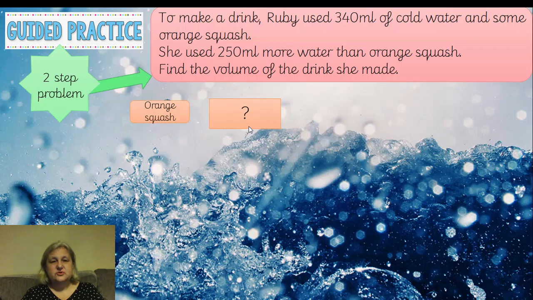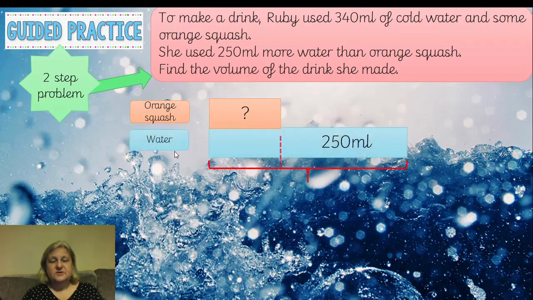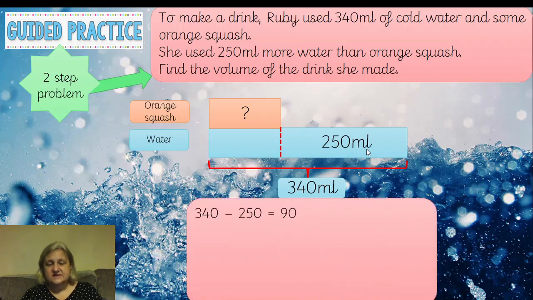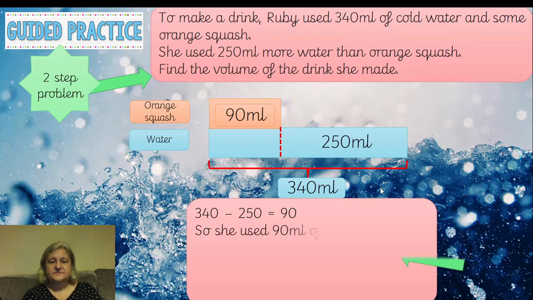So the orange squash, we don't know how much that is yet. We do know that the water she used was 340, and she used 250 millilitres more water than she did the squash. So the squash is a lot less, and if we've got 340 and we take away the 250, we are left with 90. Okay, so the orange squash is 90 millilitres. So she used 90 millilitres of orange squash.